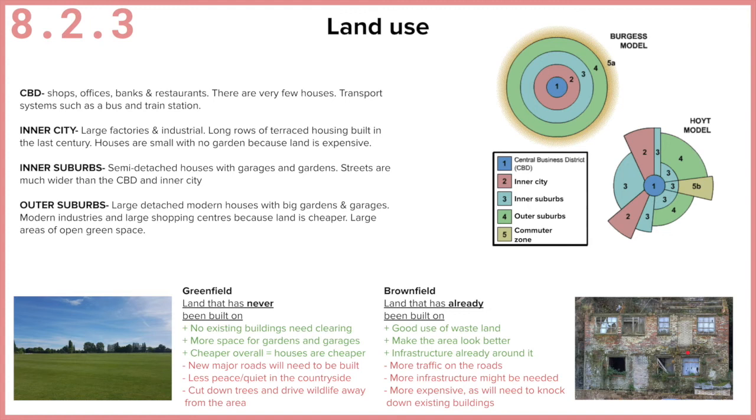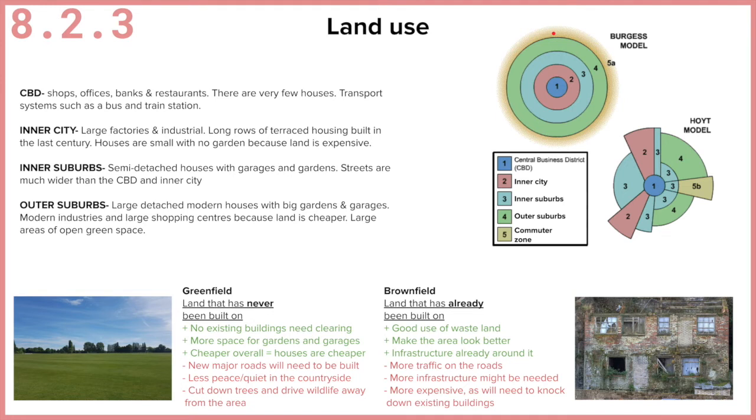But the alternative is to build on what's called greenfield. And greenfield would be in this bit here, where we've got sector 4, which is the outer suburbs, into the commuter zone. Now, a lot of people don't like building on green belt land or greenfield land, because what you're actually doing is expanding the size of the city. So this area known as number 4 is going to become wider as more greenfield is built on.